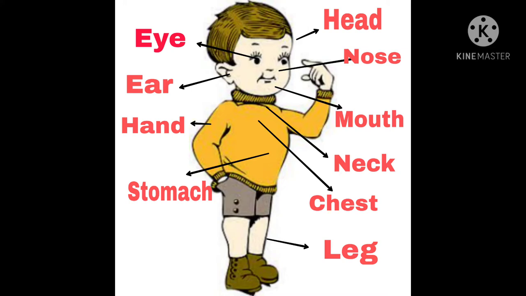EYE, eye, kannu. NOSE, nose, mukku. EAR, ear, chevi. MOUTH, mouth, noru. HEAD, head, tala. HAND, hand, chei. NECK, neck, meda. CHEST, chest, chati. STOMACH, stomach, potta. LEG, leg.